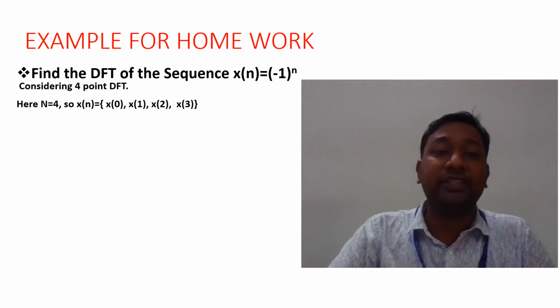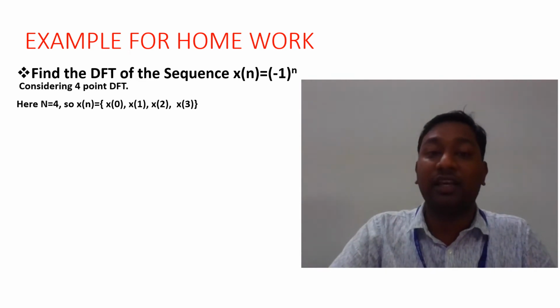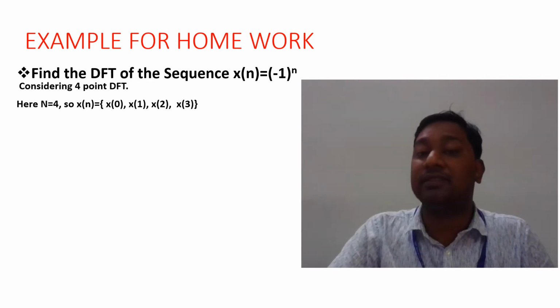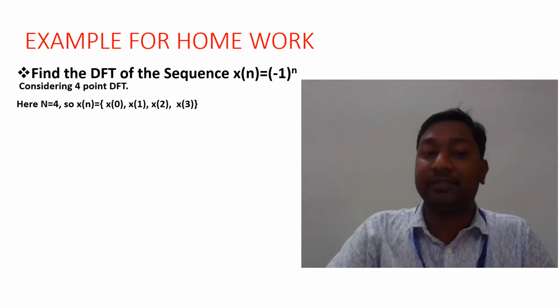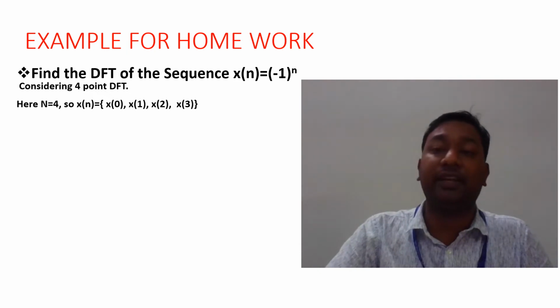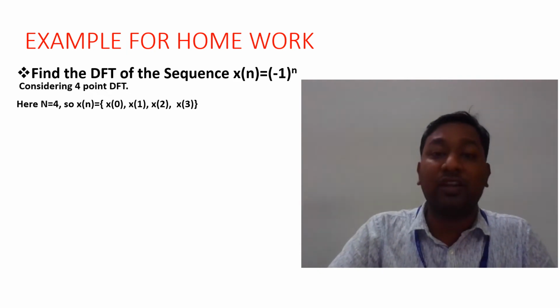Now see, if the question is given x of n equal to minus 1 whole to the power n considering 4-point DFT, here the direct sequence is not given. We should find out the sequence, then we will solve the answer in our normal method. So first, since 4-point DFT is given, we will find out the 4 points. The points are x of 0, x of 1, x of 2 and x of 3.